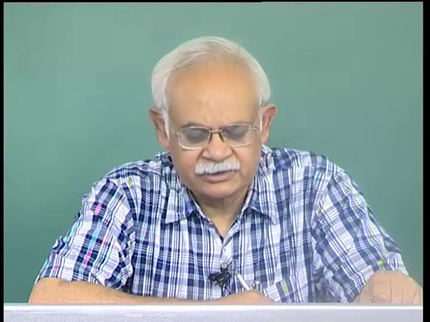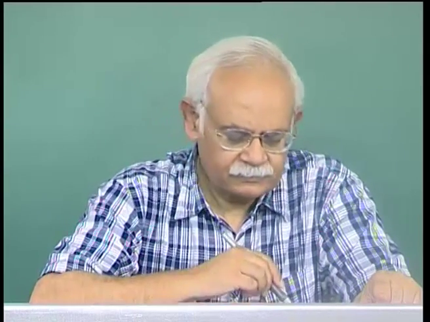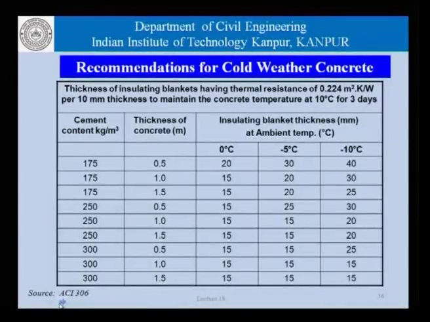So, this temperature can be maintained if we have proper insulation, and that insulation depends upon the cement content that we have. If the cement content is higher, we may be able to make do with slightly lesser insulation, because the amount of heat that is generated on account of hydration of cement is higher. It also depends on the thickness of the concrete and the ambient temperature of air.